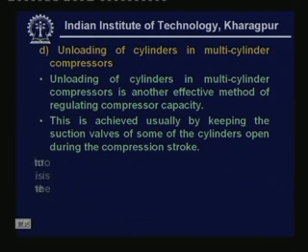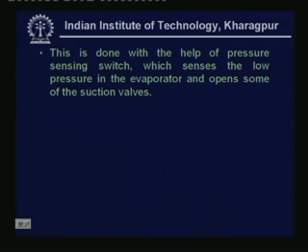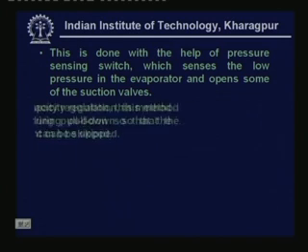This is the method followed in these systems. As a result, the suction vapor drawn into these cylinders during the suction stroke is returned to the suction line during the compression stroke. This is done with the help of a pressure sensing switch, which senses the low pressure in the evaporator and opens some of the suction valves. So, you have to use a pressure sensing switch, which will be sensing the pressure, and once the pressure inside the evaporator is low, that means the load is low, it keeps some of the suction valves open.